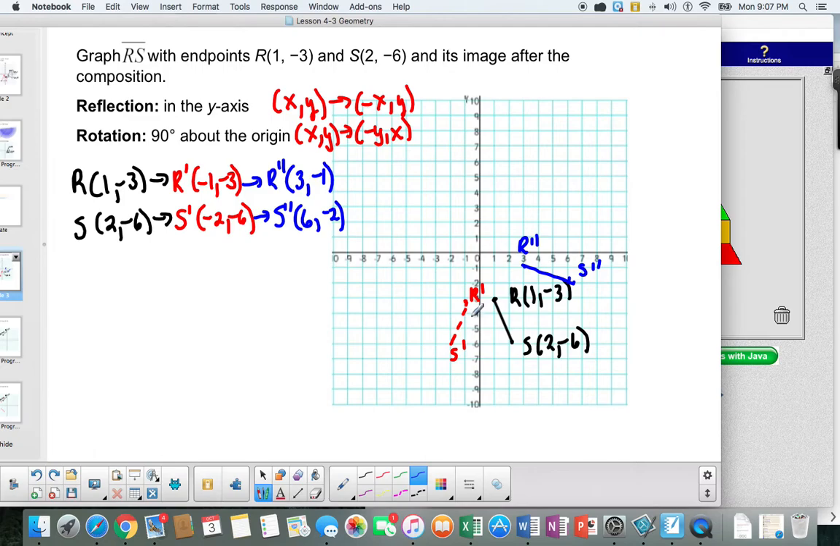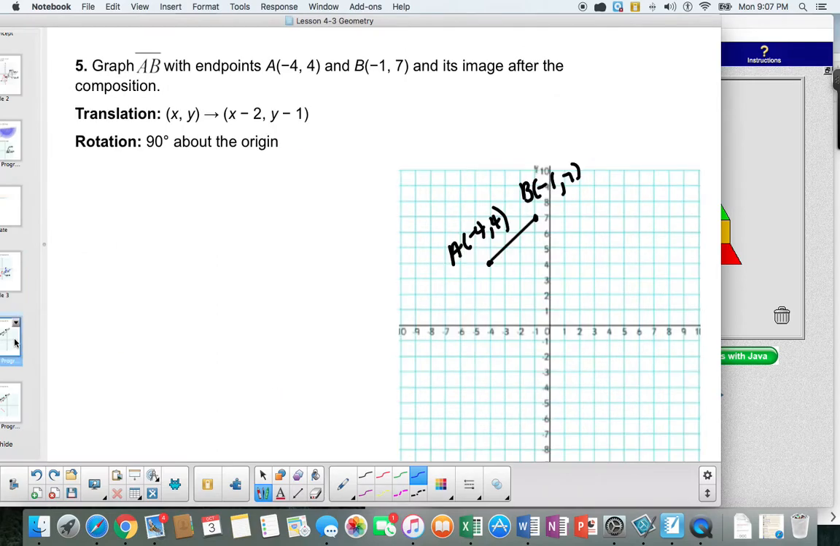So you can see the look of turning 90 degrees here. So there was a reflection and then a rotation. Okay, let's go ahead and stop the screencast, see if you can do this problem, and I will show the answer.